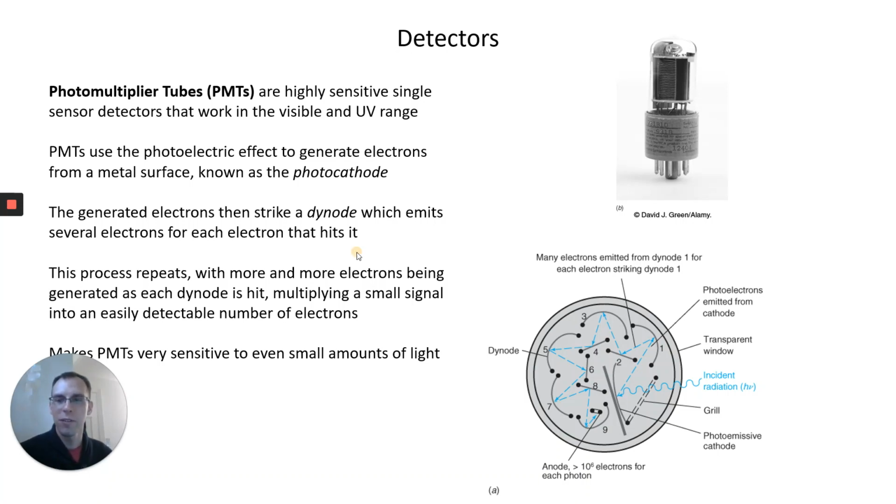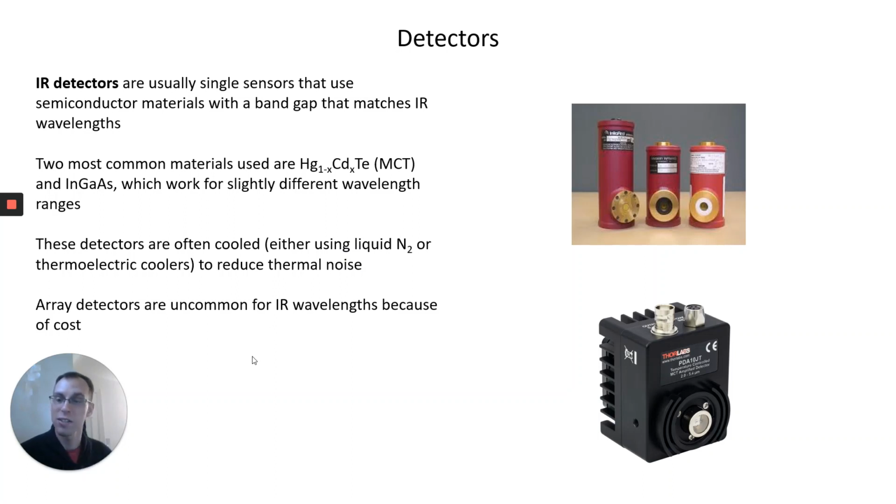Now, if we move into the infrared range, most IR detectors are single sensor detectors. It is possible to make array detectors in the infrared, but they're very expensive and not very common, though they are becoming more common. If you've seen any infrared cameras before, those rely on array detectors of infrared. The idea is that these infrared detectors, which are what I'm most personally familiar with, use semiconductor materials with a band gap that roughly matches infrared wavelengths. When a photon hits that semiconductor material, there are more details to it than this, but it's not particularly relevant for our class here.